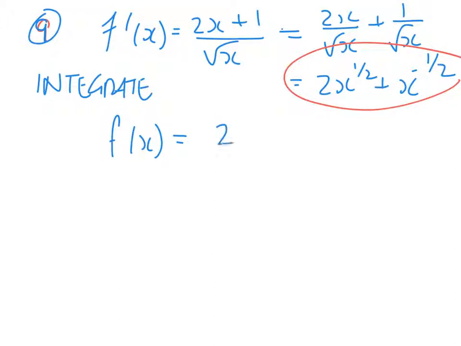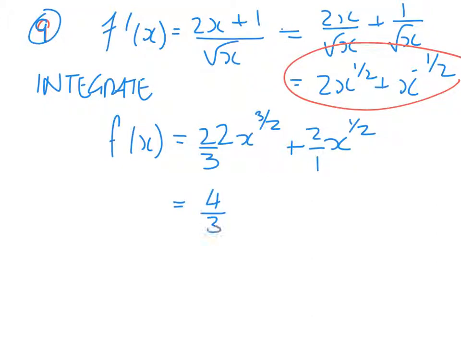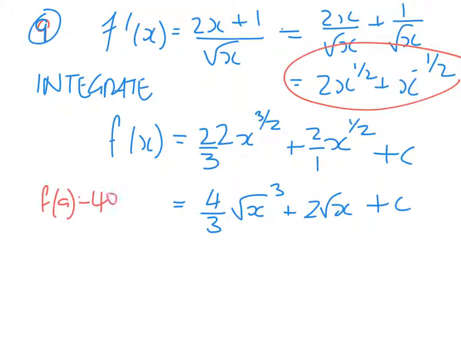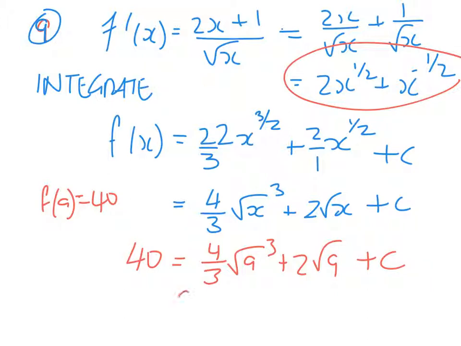If I increase the power, I get 2x to the 3 over 2, and instead of dividing by 3 over 2, I turn it upside down to make 2/3, plus increase the power to be a half, instead of dividing by a half, turn it upside down to make a times. So that gives us 4 over 3 square root of x cubed plus 2 square root x. Now don't forget the plus c. The question tells us that f of 9 is equal to 40. So if I substitute the 40 in here and the 9 in for x, and I work all that out, I end up with my value for c is -2, and then I can plug that back in to get my final answer for the whole question.